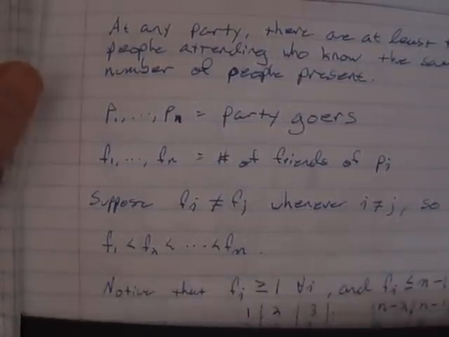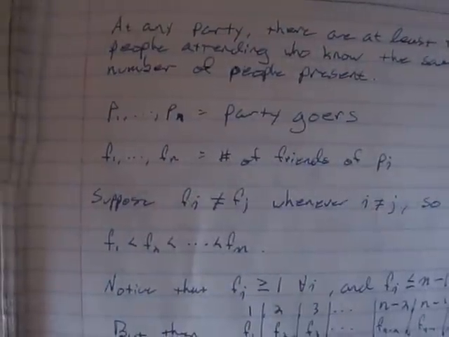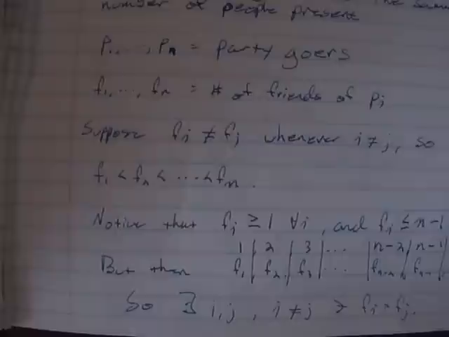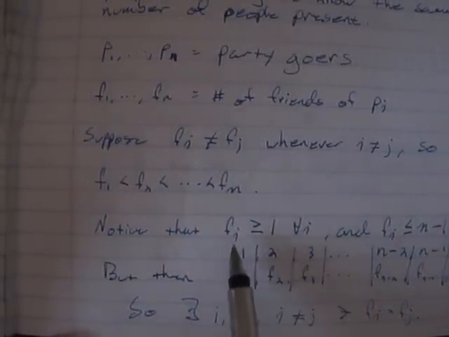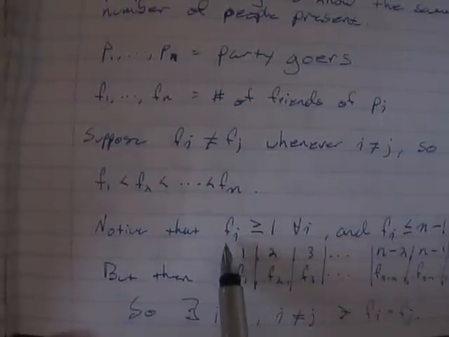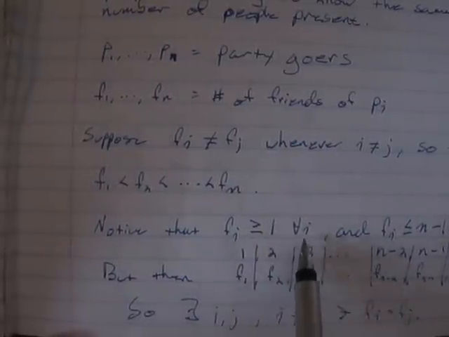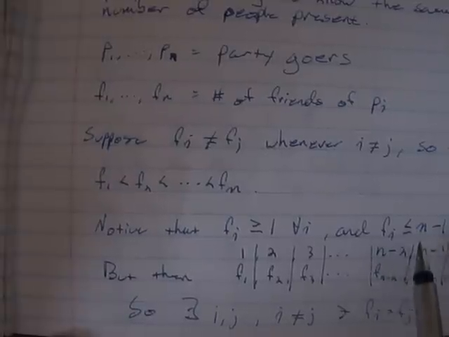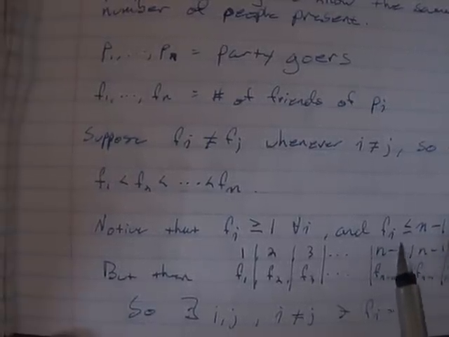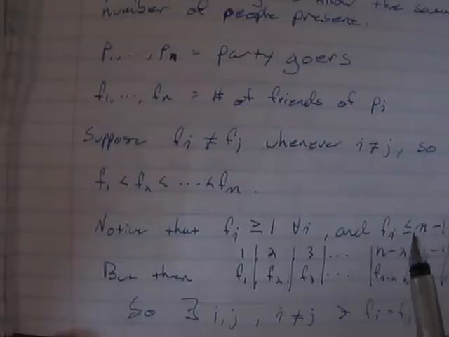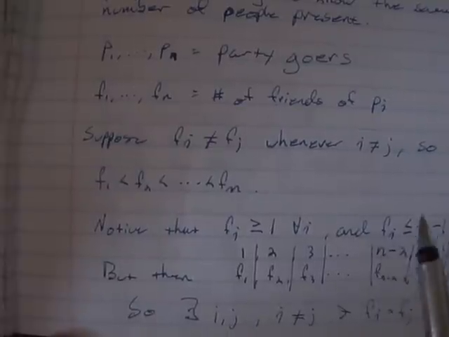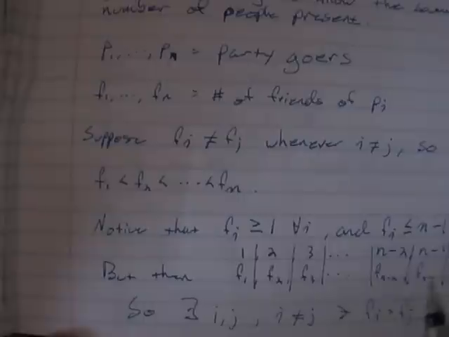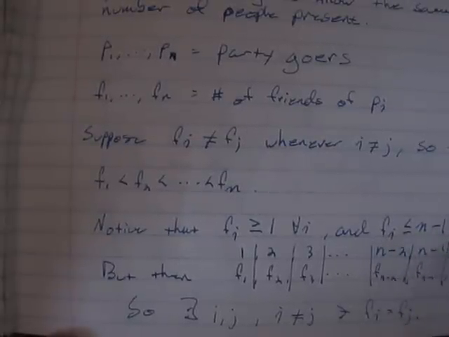Okay, well, we're almost done. Everybody has to know at least one person at the party. So each f sub i has to be greater than or equal to 1 for every i. And we also know that nobody can know all n people at the party because we're not counting ourselves. So if you go to a party with 6 people including yourself, then the greatest number of people that you can know is 5 because you don't count yourself. So what we're saying here is that every f sub i is less than or equal to n minus 1.